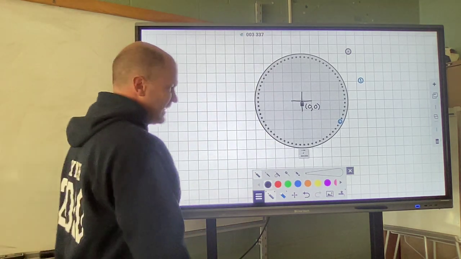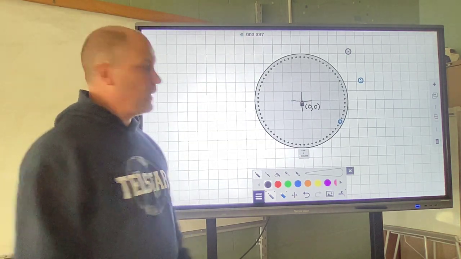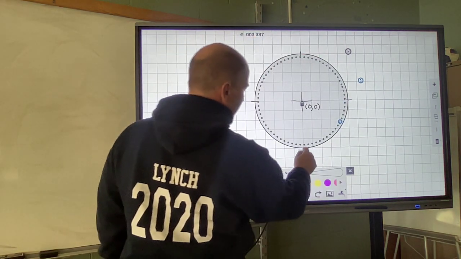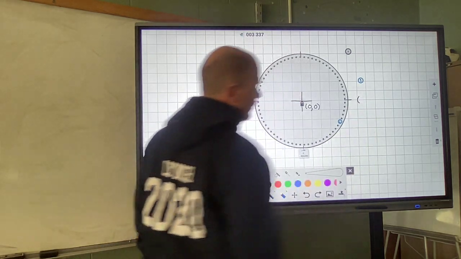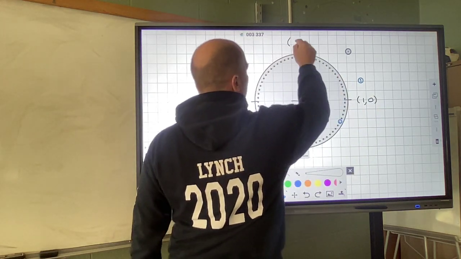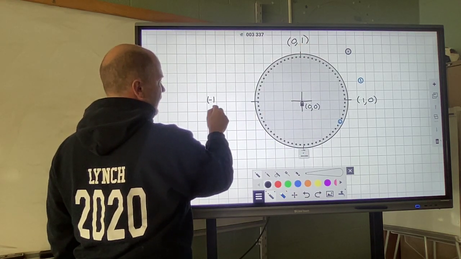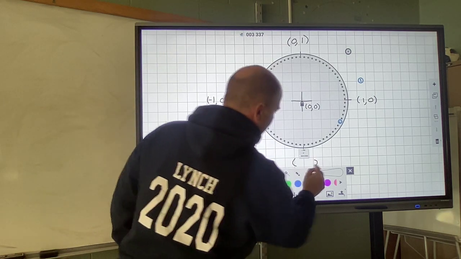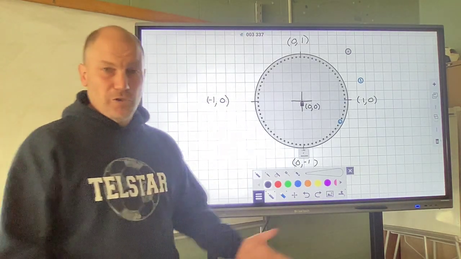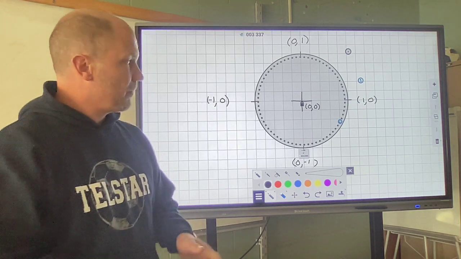Our first thing we're going to do is label all of the points that would lie along the x and y axis. So those would be at 3 o'clock, at 12 o'clock, at 9 o'clock, and at 6 o'clock. And we would know that those coordinates is 1 in the x and 0 in the y. This point up here would be 0 in the x and 1 in the y. This point over here would be negative 1 in the x and 0 in the y. And this point down here would be 0 in the x and negative 1 in the y. So those points should be pretty obvious and pretty easy to label. So now we're going to find some other points.